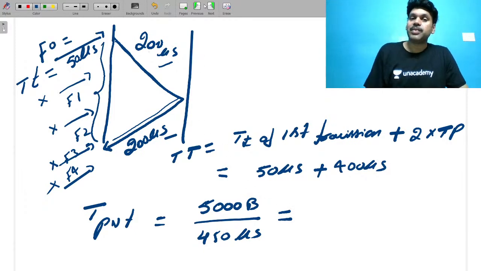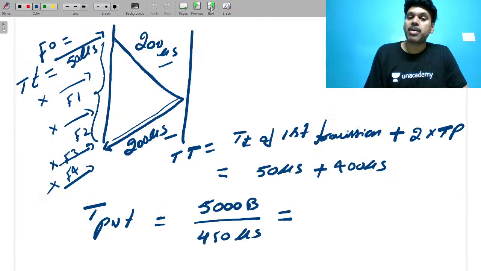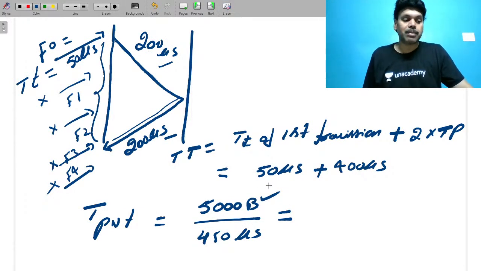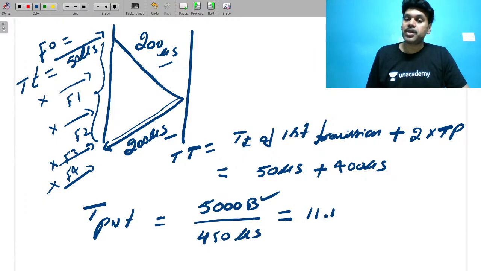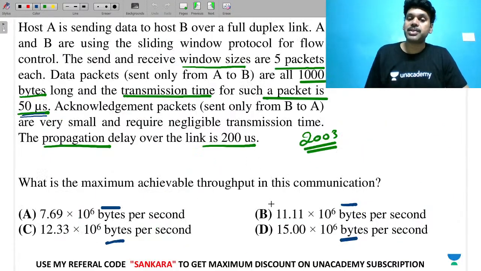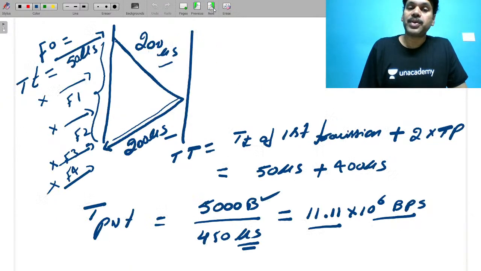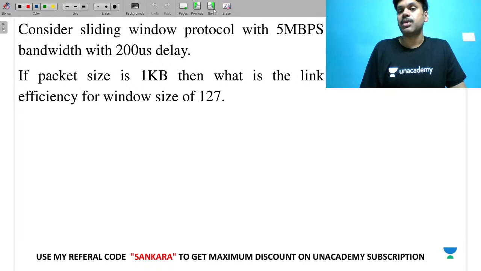This is equal to, your answer is in the form of what? Observe carefully. Everything is in bytes per second only. So I am also going to provide your answer in bytes per second, because the data unit is bytes only. Which is nothing but 5000 divided by 450, which is 11.11. Microseconds is nothing but 10 power 6 if you bring it to the numerator. So this is your answer. So my dear friends, this is how you can solve some of the questions of sliding window protocol.